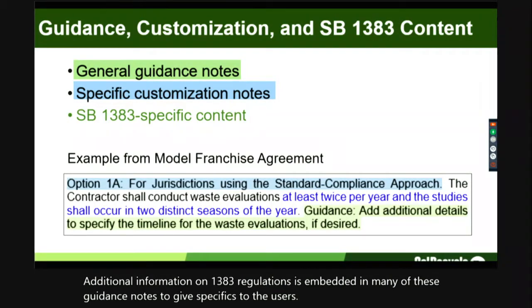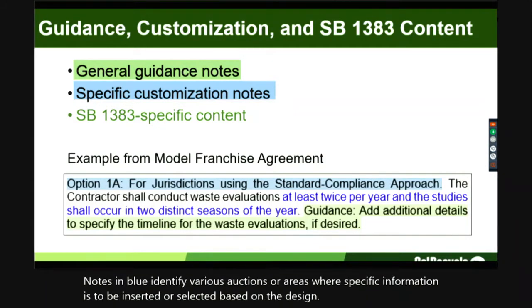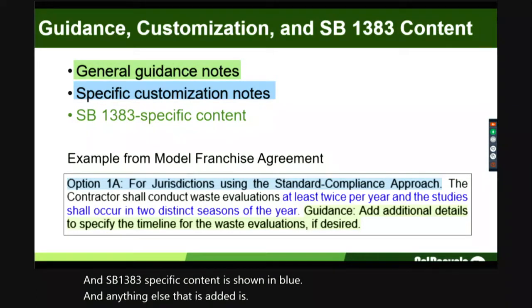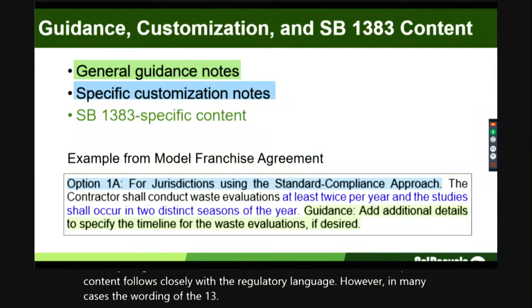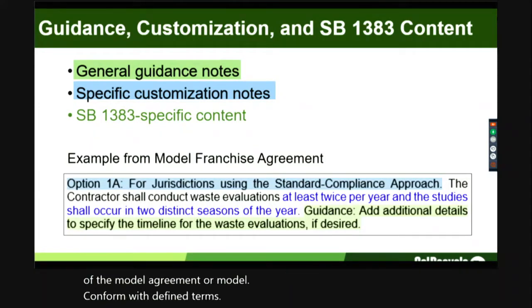Notes in blue identify various options or areas where specific information is to be inserted or selected based on the design of a specific system. And SB 1383 specific content is shown in blue, and anything else that is added is shown in black. The SB 1383 specific content follows closely with the regulatory language. However, in many cases, the wording of the 1383 requirements were adapted to fit the context of the model agreement or model ordinance, conform with defined terms, or be framed with sufficient detail for the purposes of that tool.